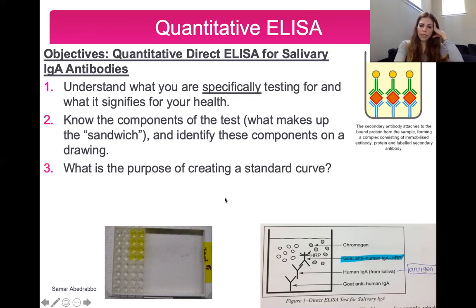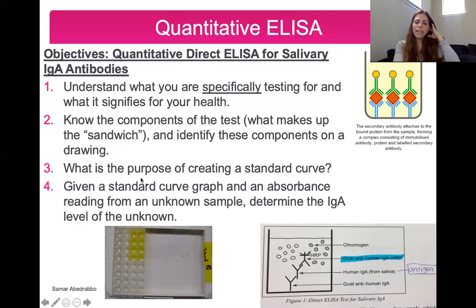What's the purpose of creating a standard curve? The purpose of creating a standard curve is to count the number of IgA you have, to know how much IgA you have. And then given a standard curve and an absorbance reading from an unknown sample, determine the IgA. So if you look at that graph, if someone gives you absorbance on the y-axis, can you use it to figure out the IgA levels?